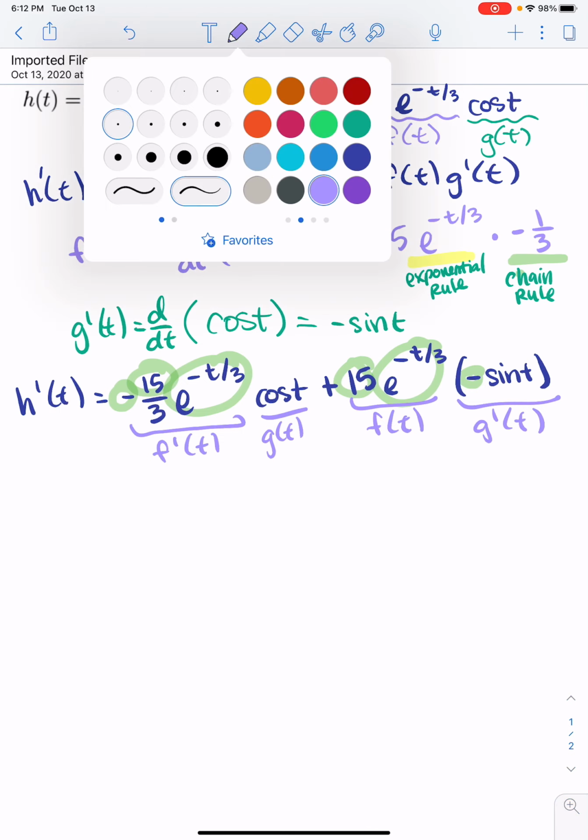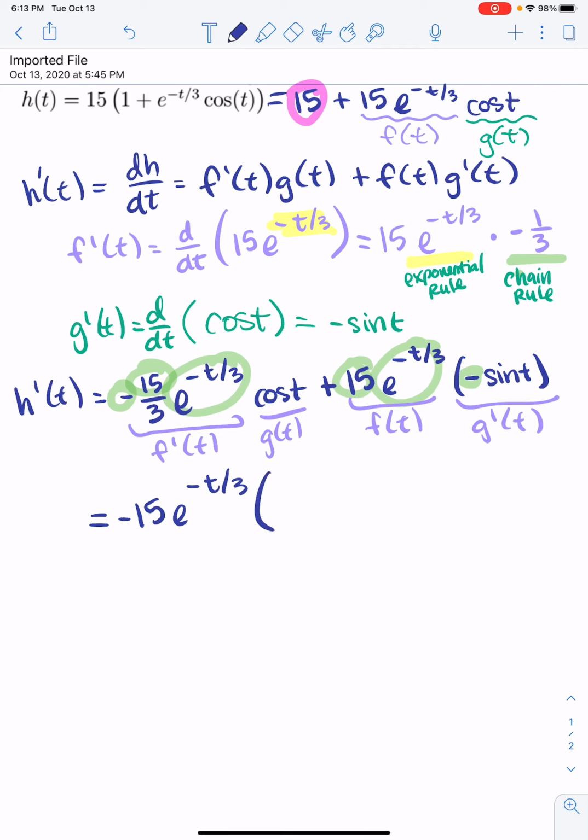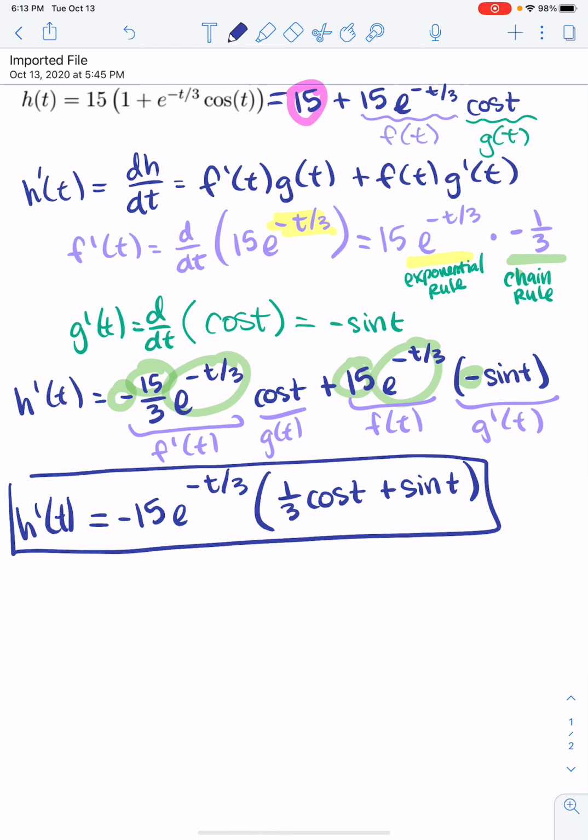So maybe what I would do is pull out minus 15 e to the minus t over 3. And then what I'm left with is 1/3 cosine of t plus sine of t. And you probably had something like that Wolfram Alpha gave you today. But that is how you could work it out by yourself using the product rule and the chain rule.